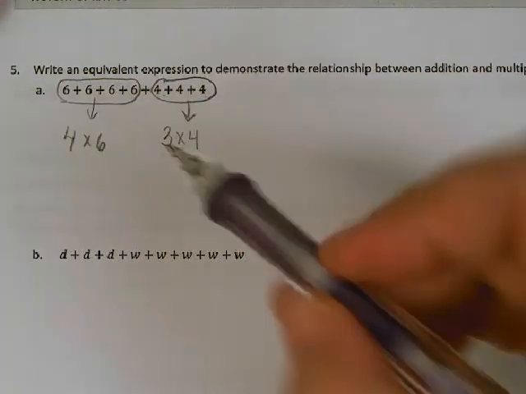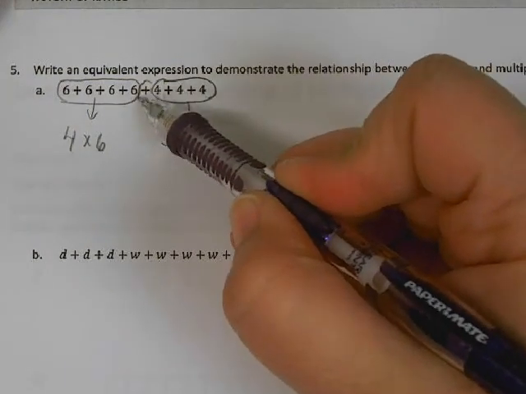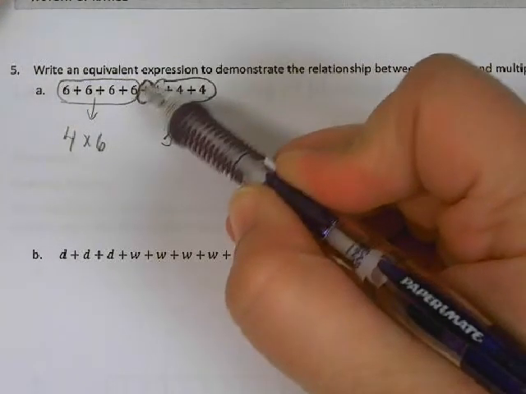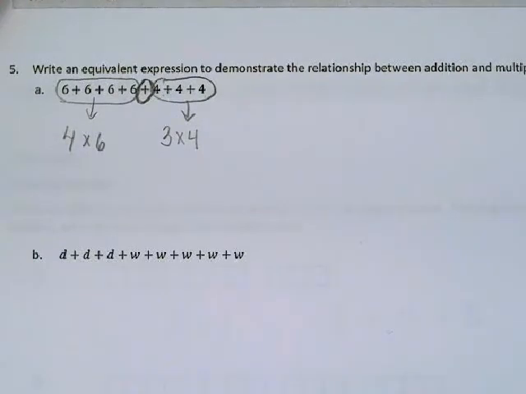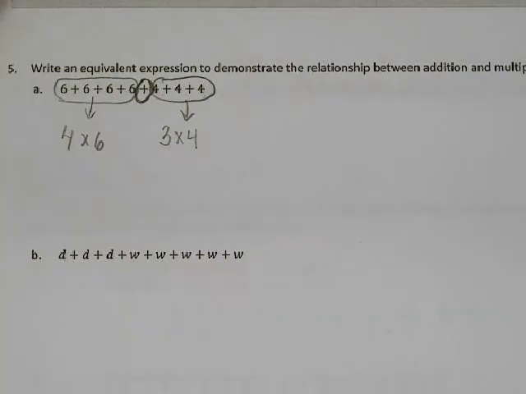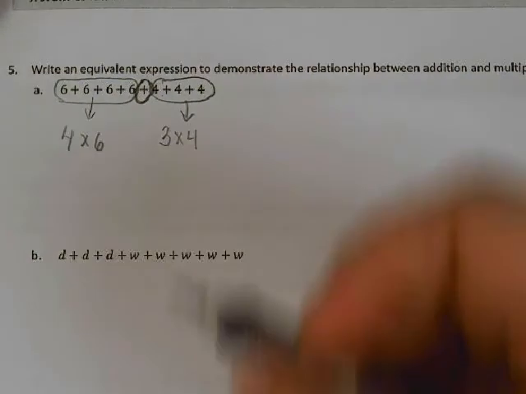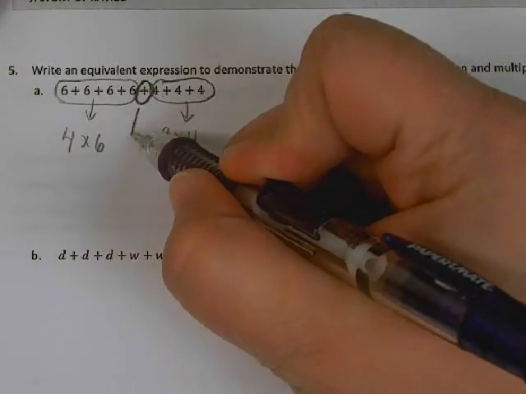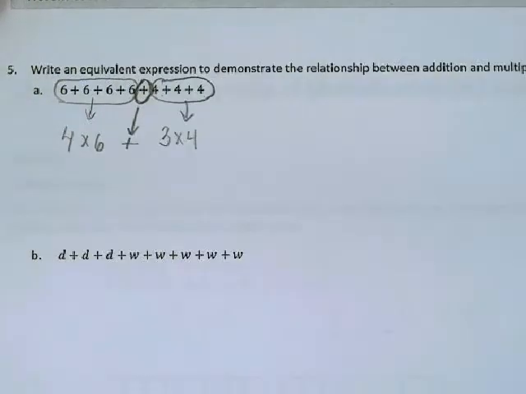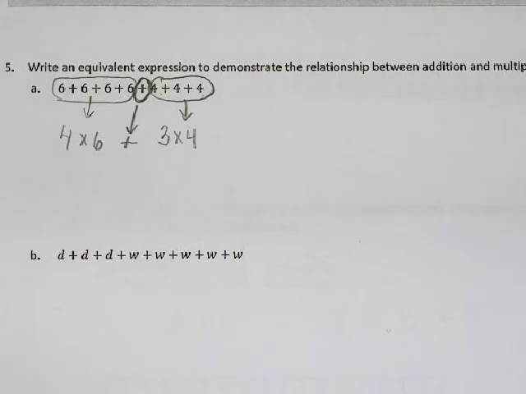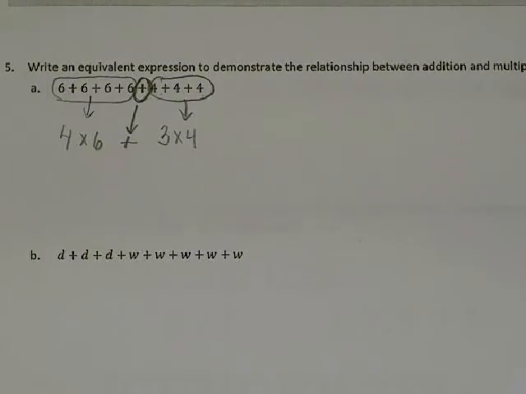The only thing is I have this one operation symbol that was not a part of either one of those expressions. So I can't forget about it. I have to drop it back in. So now my expression reads 4 times 6 plus 3 times 4.